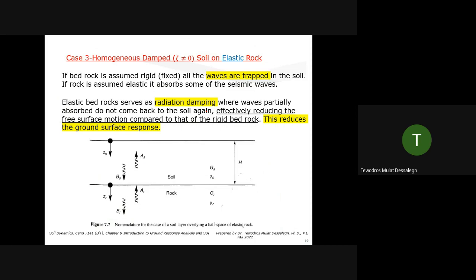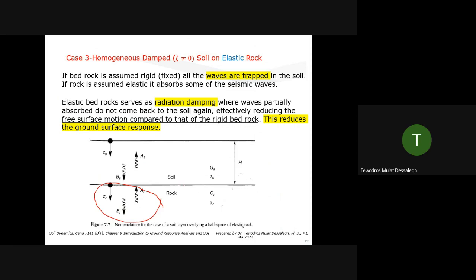Case 3 says homogeneous damped soil on elastic rock. Now, even if it's bedrock, it has some damping. We're going to consider some absorption by the rock. When the wave reflects and refracts, the rock is also responsible for absorbing the wave. So this is a more realistic approach. So very slowly we are getting a little bit complicated and also more realistic.